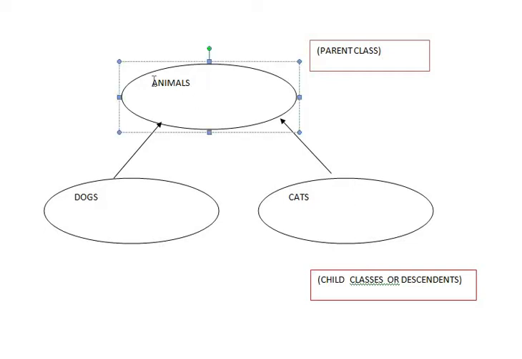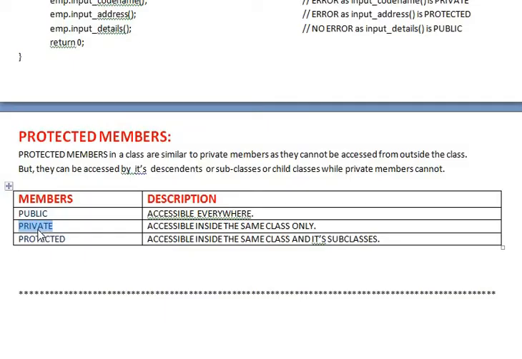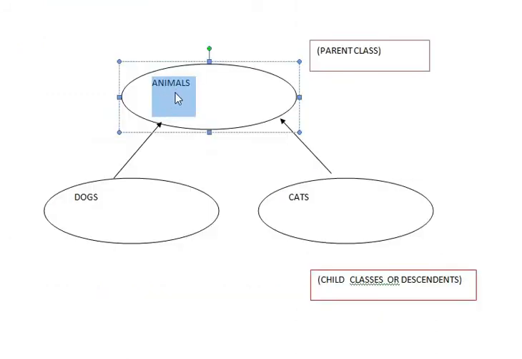Now if you consider this particular class known as animals, and if this class has both private and protected members, then the private members belonging to this parent class animals cannot be accessed outside of this class. That means they cannot be accessed by its descendants dogs and cats, as well as they cannot be accessed by any element that is present outside of this class known as animals.